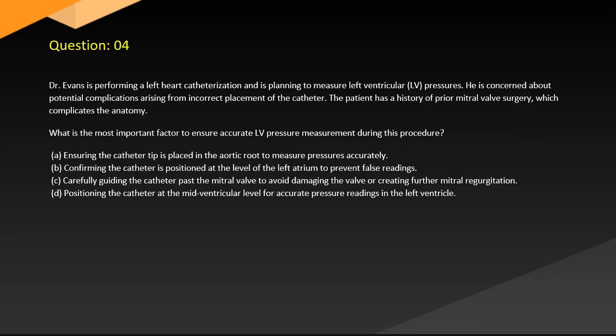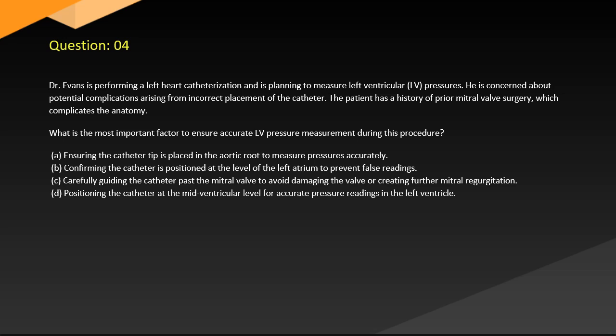Question 4. Dr. Evans is performing a left heart catheterization and is planning to measure left ventricular (LV) pressures. He is concerned about potential complications arising from incorrect placement of the catheter. The patient has a history of prior mitral valve surgery, which complicates the anatomy. What is the most important factor to ensure accurate LV pressure measurement during this procedure?